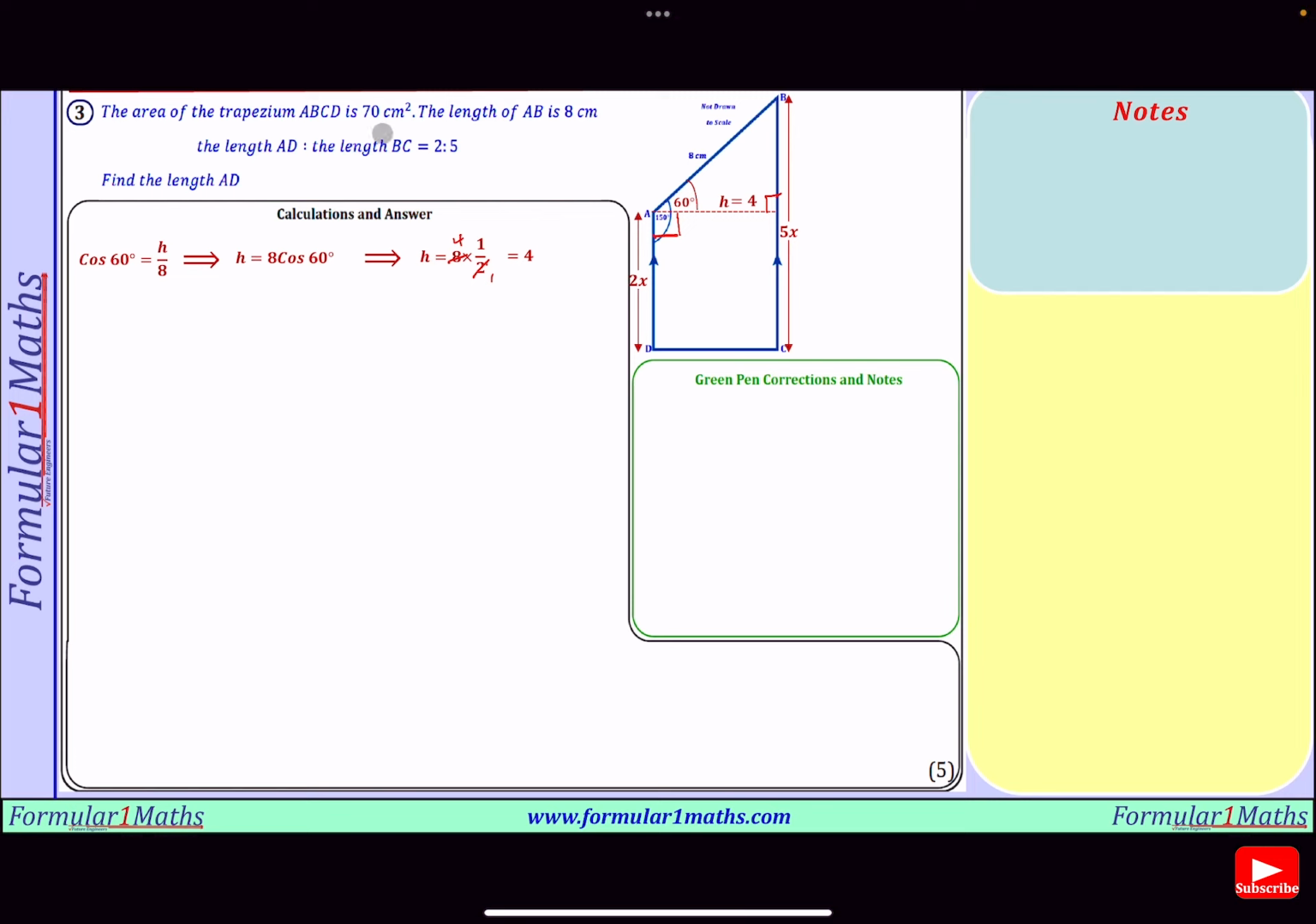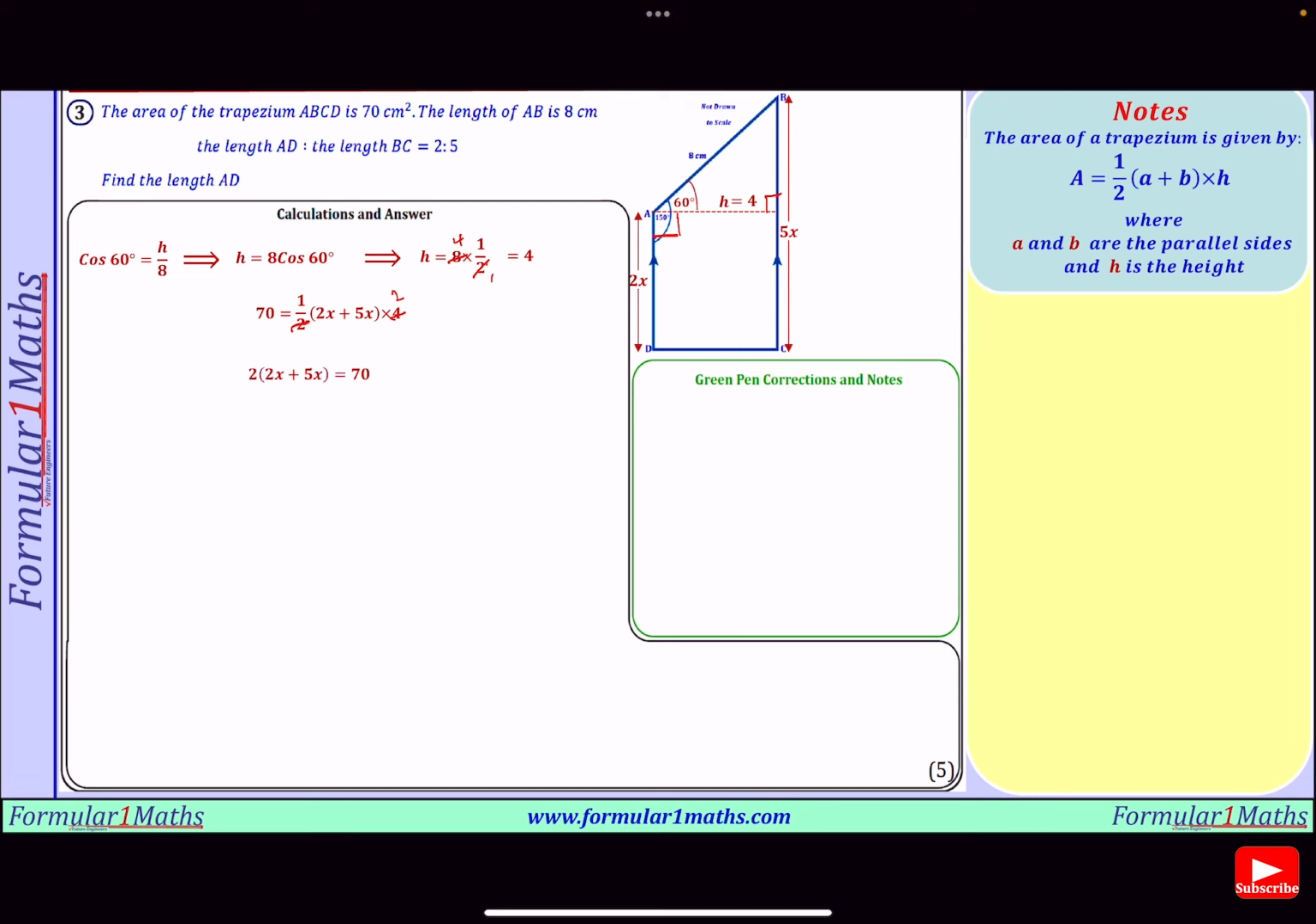Now we are told that area is 70, but the formula for the area of a trapezium is given by half brackets A plus B times H, where A and B are the parallel sides and H is the height. So in this case, we can say our A is 2x and B is 5x, and then the H will be 4. So we can do the substitution and get this. Half brackets 2x plus 5x times 4 is equal to 70. Now I can cross out this one to get 2 here, and so I'll get 2 brackets 2x plus 5x to give me 70.